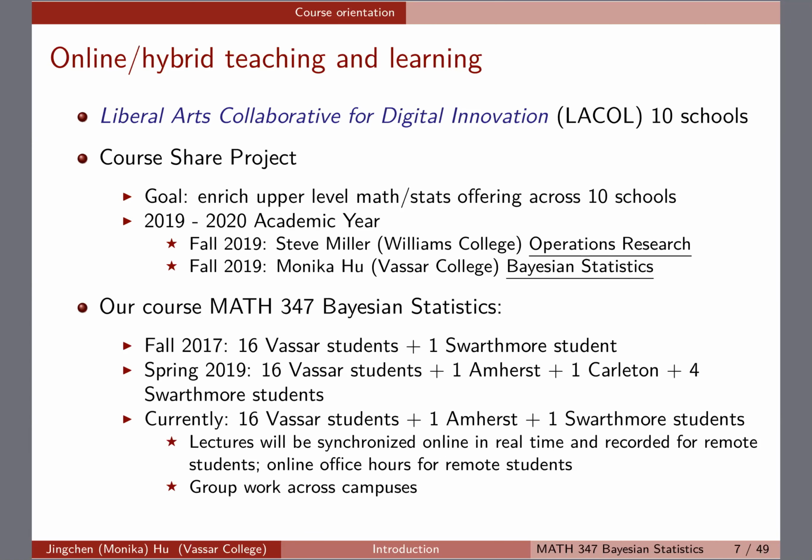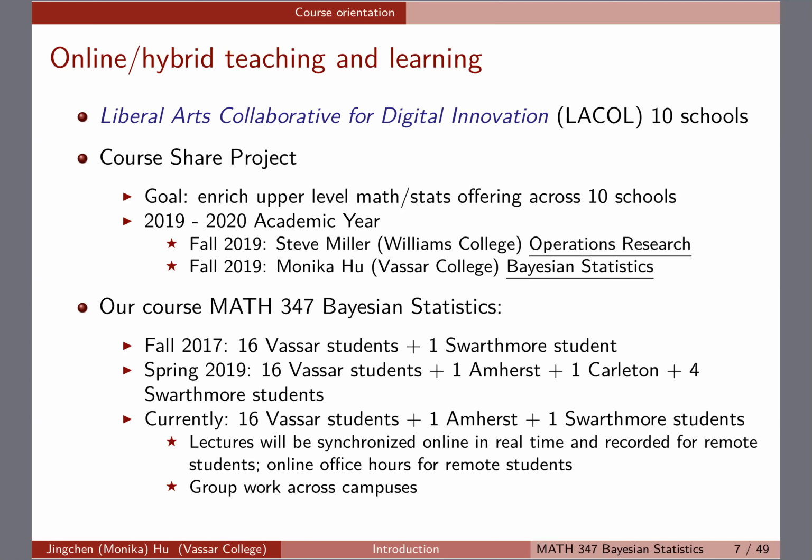For just a little history of what we've been doing, ever since the course has been on the network: we started in fall 2017. At that time, 16 Vassar students and 1 from Swarthmore. Last semester, we had 16 from Vassar, and then 1 from Amherst, 1 from Carleton, 4 from Swarthmore. So that worked out really great.